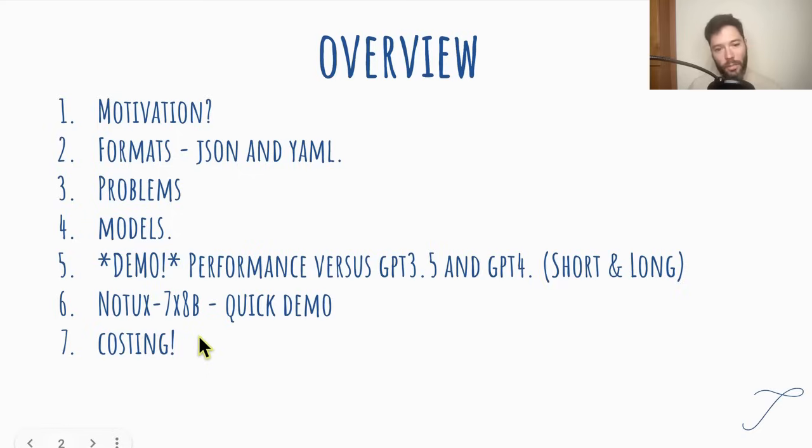And then I want to talk a little about costing. When you're using GPT-4, it is quite expensive. So I'll go through the costs when you're extracting per 100,000 tokens of text. And I'll do that for GPT-4, GPT 3.5, and then for OpenChat.